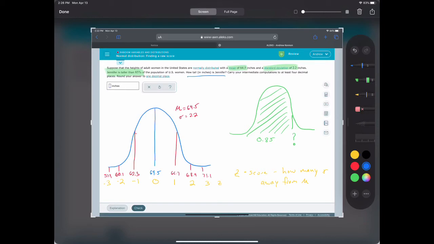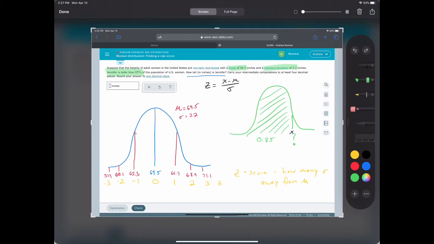The formula we are going to use, you have seen before: z equals x minus the mean, divided by the standard deviation. Here, x is the height that we're looking for. It's called the data value. So we are trying to find x.